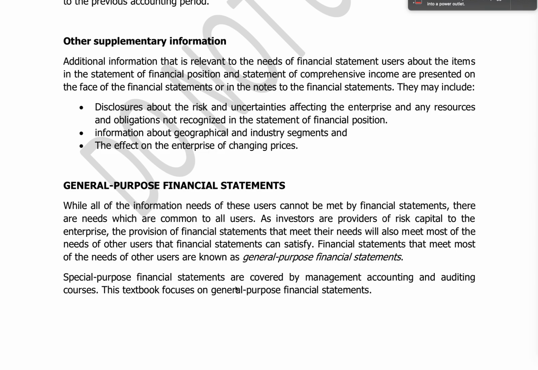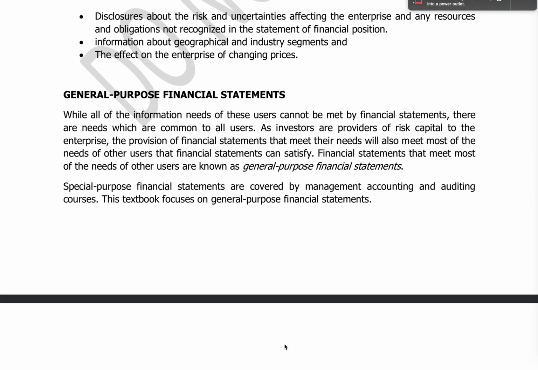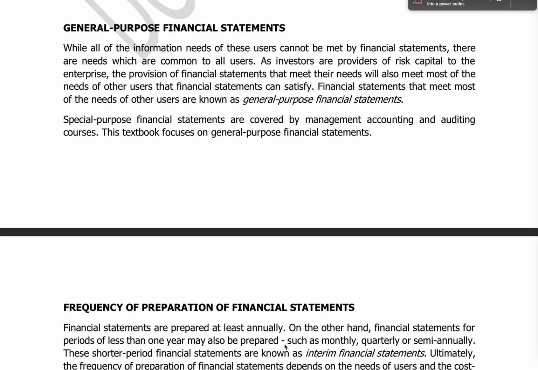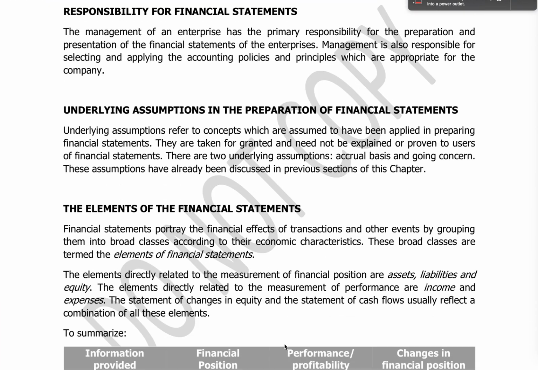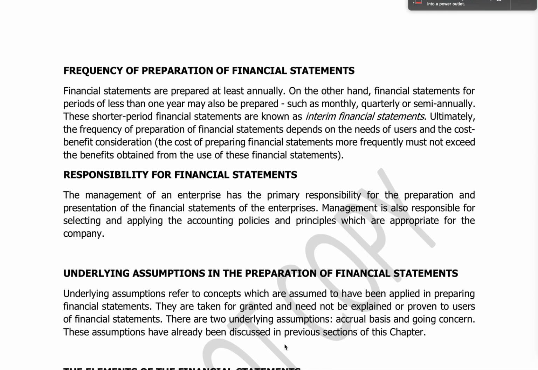So, ano lang ba yung may mga iba't ibang pangalan pa dyan? May pangalan dyan yung statement of comprehensive income. Other term for that is income statement or profit or loss statement. Okay. So, next will be the general purpose financial statements. So, we will discuss one by one.